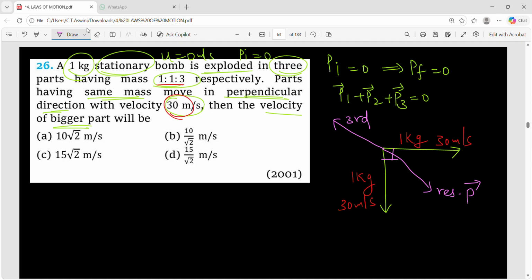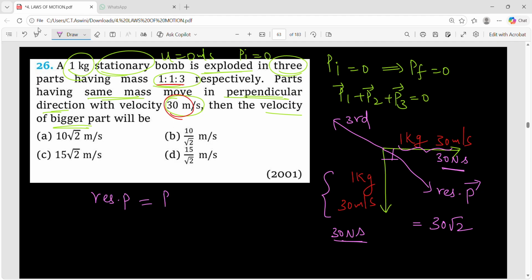This is the resultant momentum. How much is this? First part momentum m into v, 30 into 1, 30 Newton second. Second part, 30 into 1, 30 Newton second. So this is 30 square plus 30 square. This is equal, no? So if equal vectors are at 90 degrees, what is the resultant directly? It is vector root 2, or else you can do under root of 30 square plus 30 square. That is also fine. But if values are equal, we have studied in vectors, right? If values are equal, what is the resultant? Vector root 2. So 30 root 2.